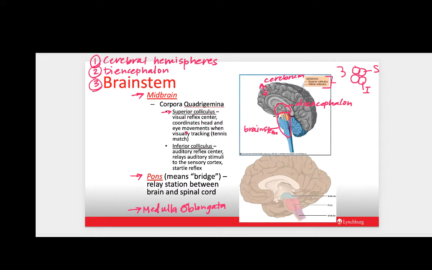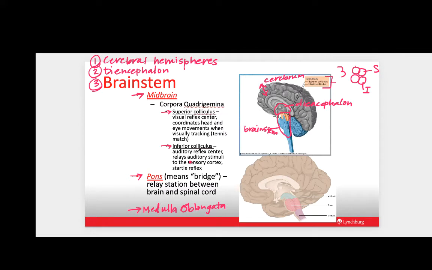Superior colliculus is known for visual reflexes. This is how we're able to coordinate our head and eye movements when we're visually tracking objects. I give the example of going to a tennis match and you're watching the ball go back and forth, or something catches your eye and you visually track it and coordinate movements of your eye as well as movements of your head. The inferior colliculus is going to be our auditory reflex center.